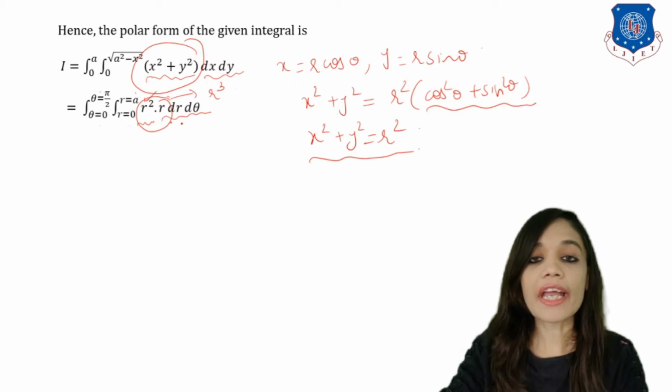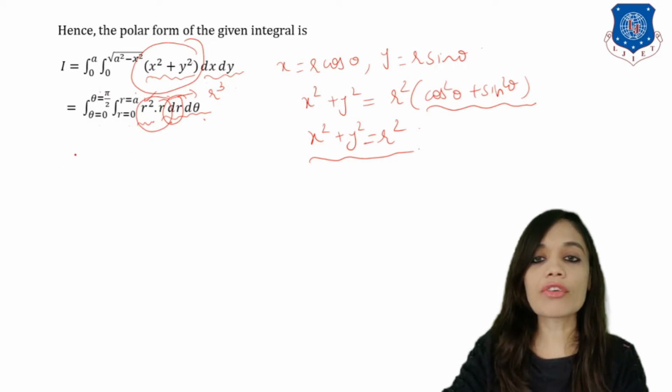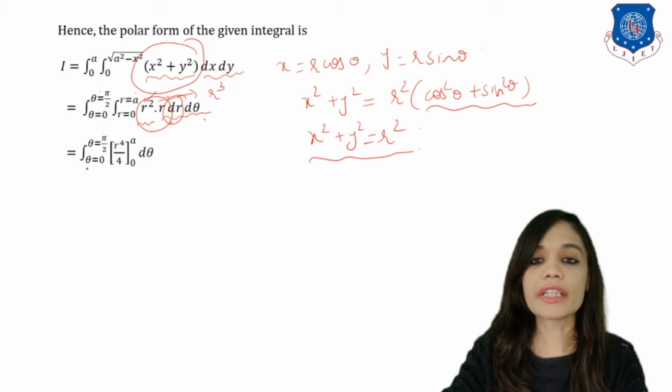So now this will be equal to r³, right? And now we'll integrate this with respect to r first, keeping theta as constant, right? So now our integral will be equal to integration from 0 to π/2 of r⁴/4 with limits 0 to a, dθ. Now let us put the limits in place of r. So what will you get? a⁴/4. Keep that outside as it is constant, and integration 0 to π/2 dθ will remain.